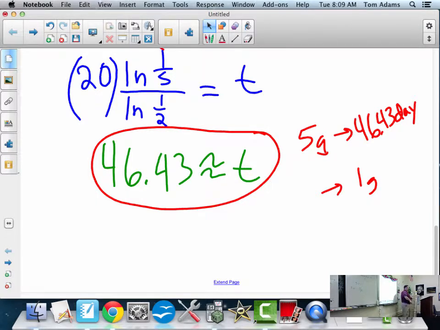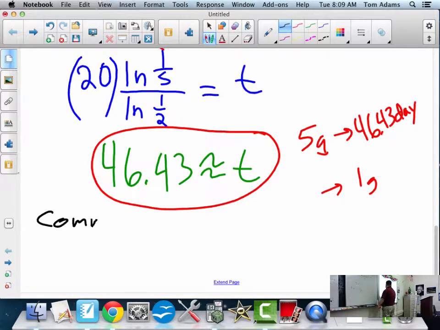And we could common sense double check that, right? After 20 days, my 5 grams goes down to 2.5, right? Because it's 1/2 every 20 days. After another 20 days, my 2.5 grams goes down to 1.25, right? So let's write like a little chart. So if we wanted to do like a common sense check, see if our answer makes sense. Because you know Mr. Adams is really smart, but I could have hit the wrong button on my calculator.